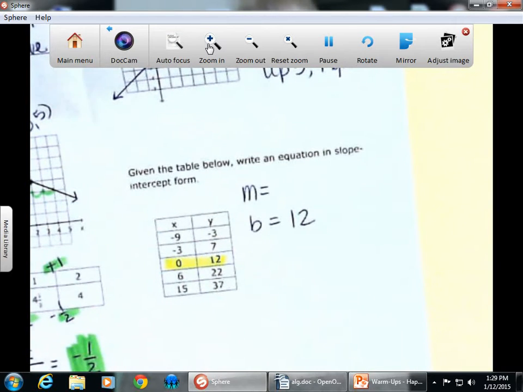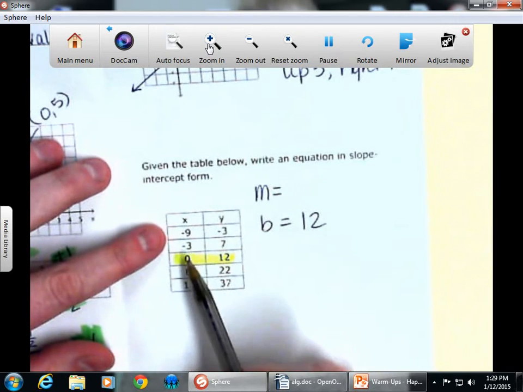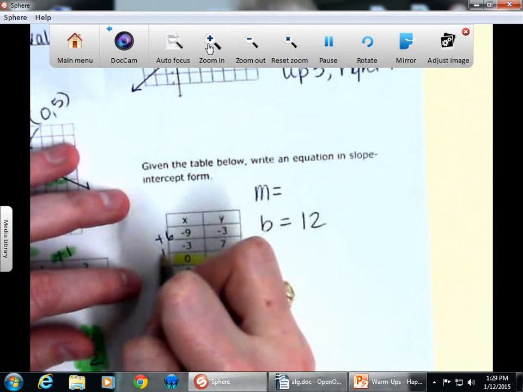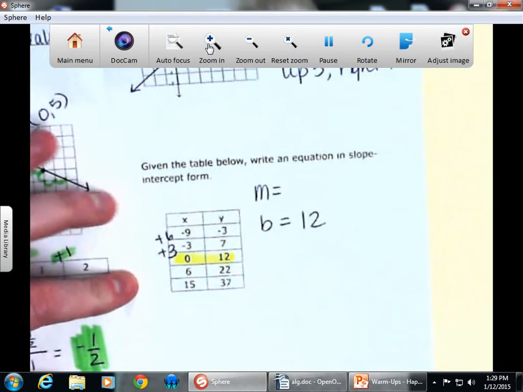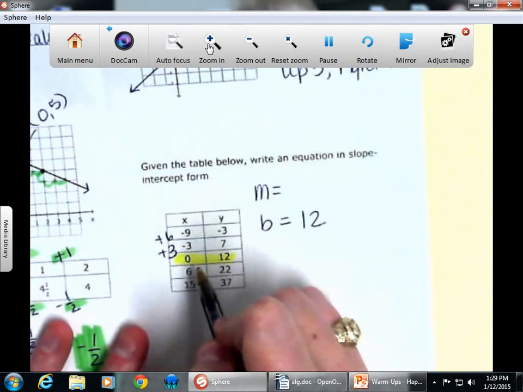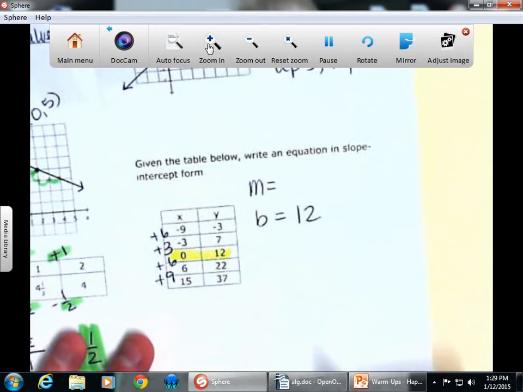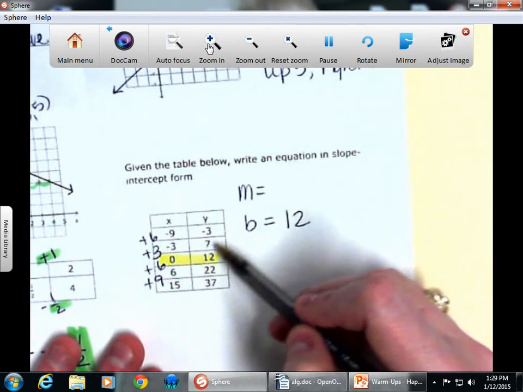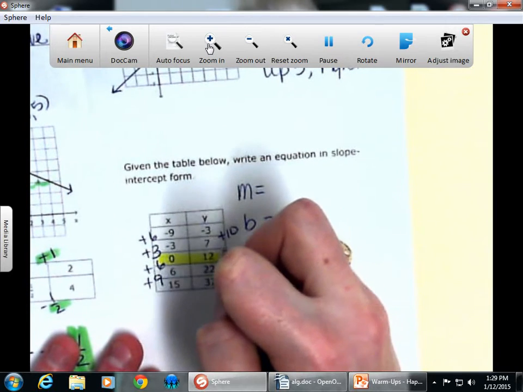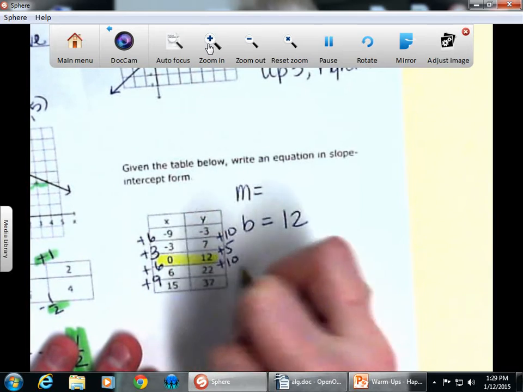So if I start with my x's, negative 9 to negative 3 means I added 6. Negative 3 to 0 means I added 3. Some people think right now that this is not linear because the slope's not constant, but we have to check the x's and the y's. 0 to 6 is plus 6, and 6 to 15 is plus 9. Now if I go check my y's, negative 3 to 7 is plus 10. 7 to 12 is plus 5. 12 to 22 is plus 10. And 22 to 37 is plus 15.